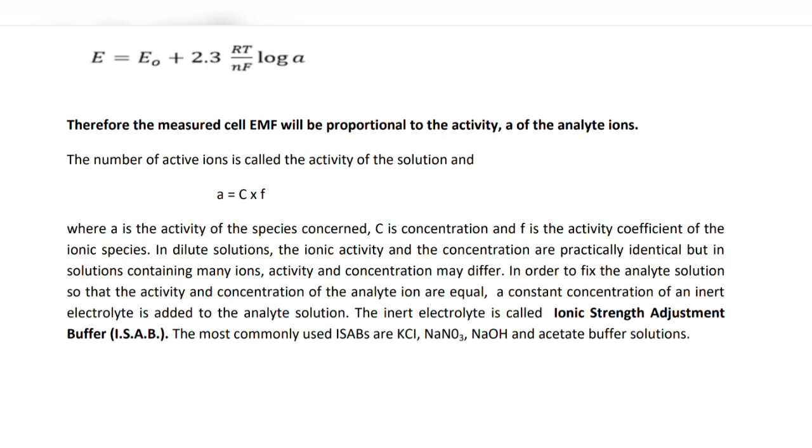Okay, what is the relation between activity and concentration? Activity is equal to the concentration when the solutions are dilute. If it is not dilute, activity and concentration are different. So in order to fix the analyte so that concentration and activity are equal, we need to add some ionic strength adjustment buffer. The most commonly used ionic strength adjustment buffers are potassium chloride, sodium nitrate, NaOH, and acetate buffer solutions, etc.